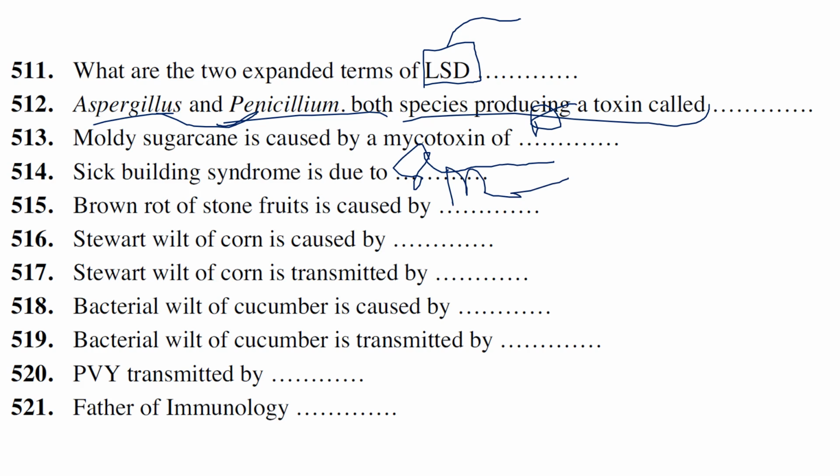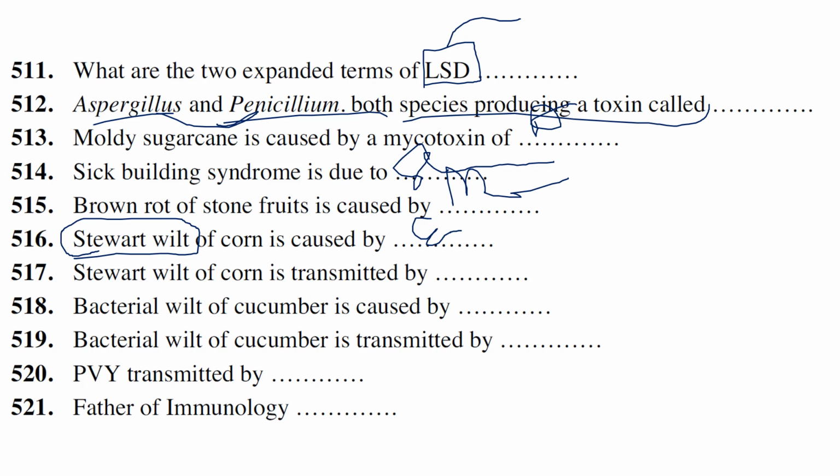Stewart's wilt of corn is caused by Erwinia stewartii or Pantoea stewartii. Why is it called Stewart's wilt? Because it was first discovered by Stewart in 1895.